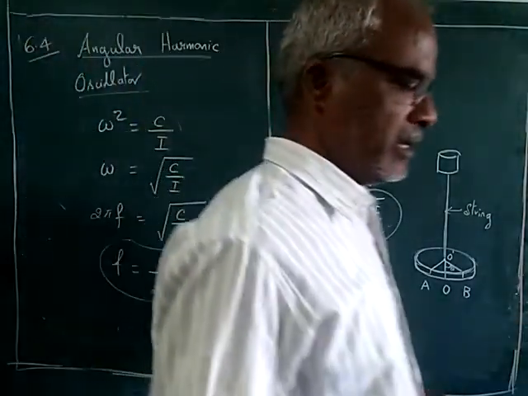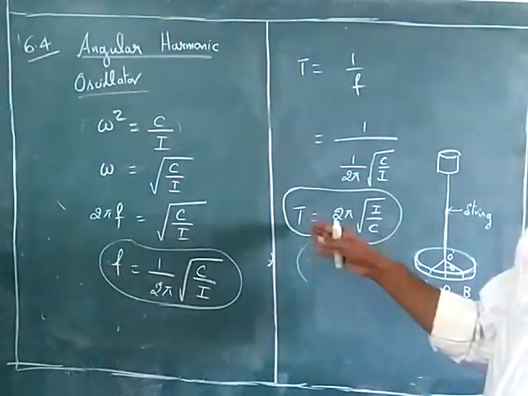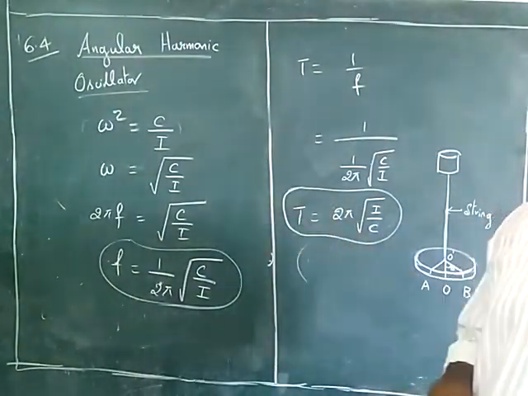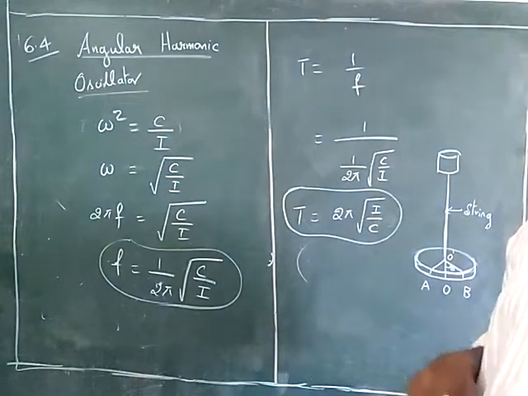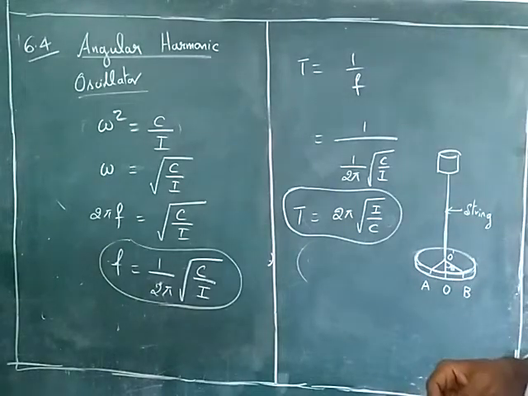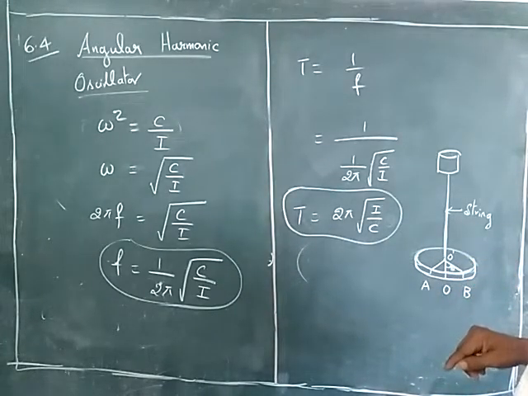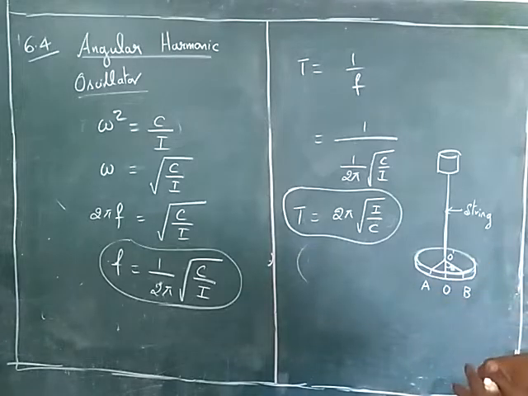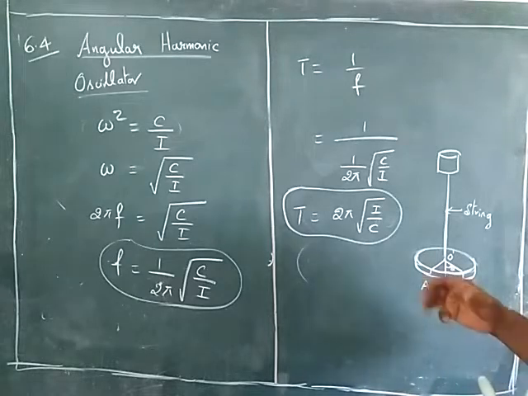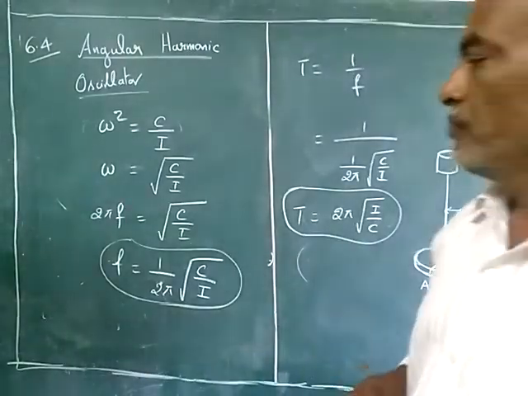You must remember any one formula is sufficient. Either you remember this equation or you remember the time period. You can find out the other terms easily. So that's all about angular harmonic oscillator. We have dealt with the movement of deviating at an angle, say theta, and because of that there is a restoring force, and we have equated the torque produced with respect to theta, and finally we have arrived at this relation.